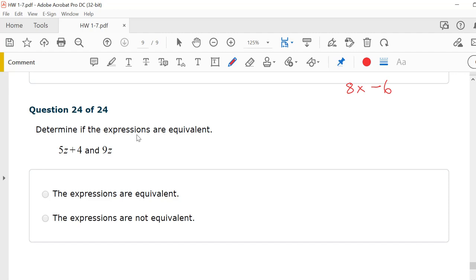Last one, are these equivalent? 5z plus 4, is that the same as saying 9z? These are different terms. 5z plus 4, you cannot combine those. That is not the same as 9z.